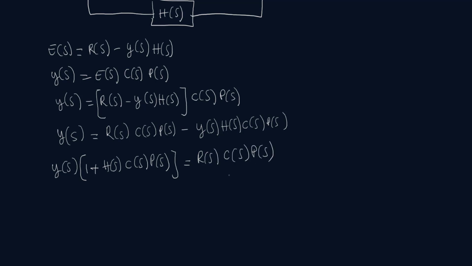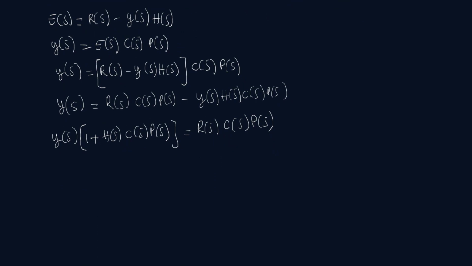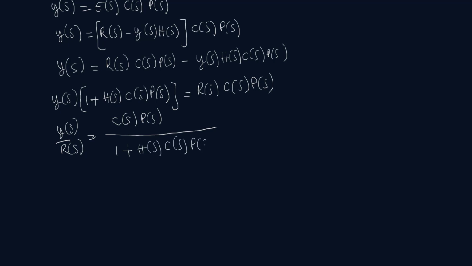C(s)P(s). And remember, what do we need? We need Y(s) over R(s), right? So if I divide Y(s) by R(s), what am I left with? This will give me C(s)P(s) over 1 plus H(s)C(s)P(s). So this is the transfer function right here. So we can put that down here, T(s).